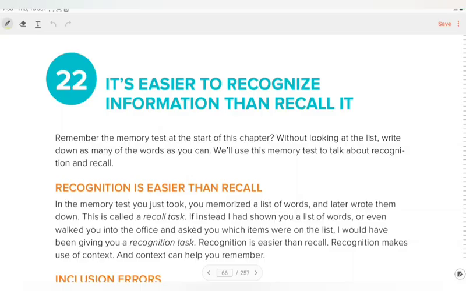Chapter 22. It's easier to recognize information than recall it. Remember the memory test at the start of this chapter. Without looking at the list, write down as many of the words as you can. We will use this memory test to talk about recognition and recall.